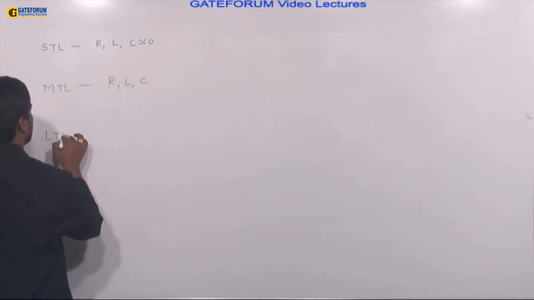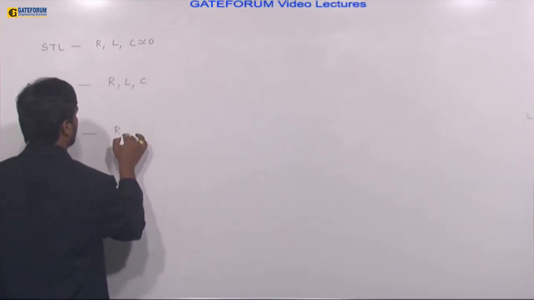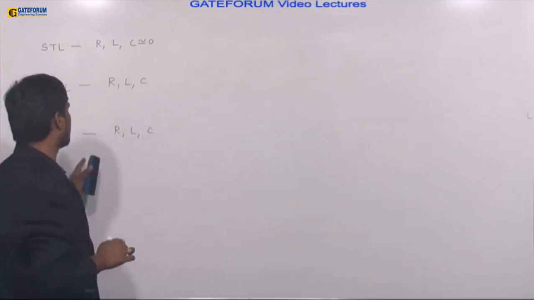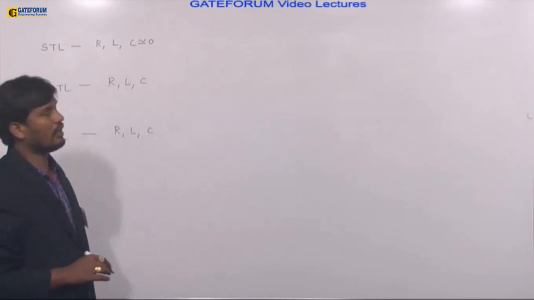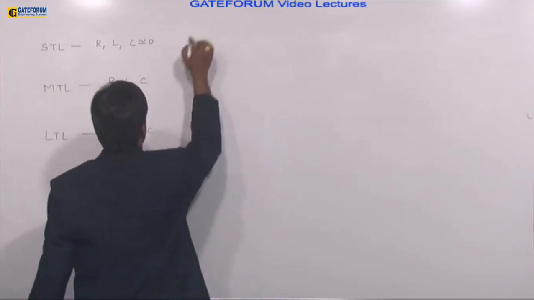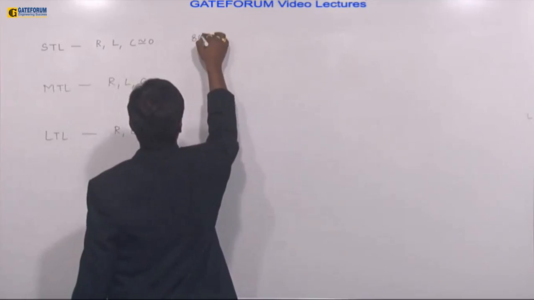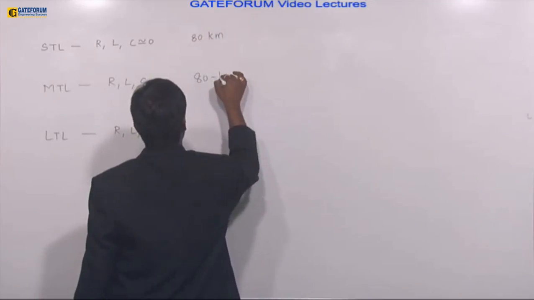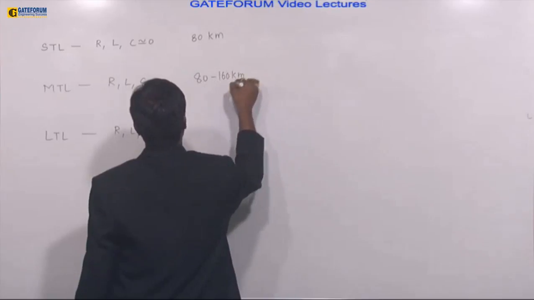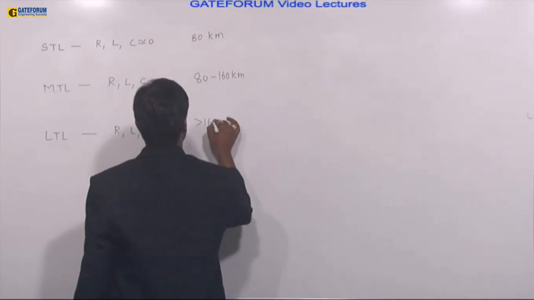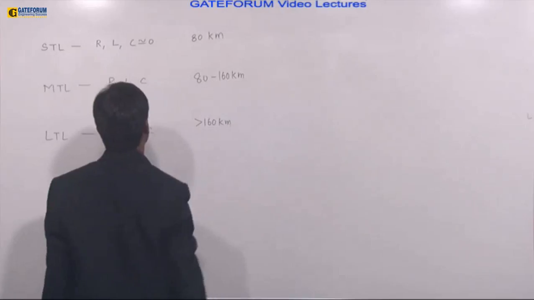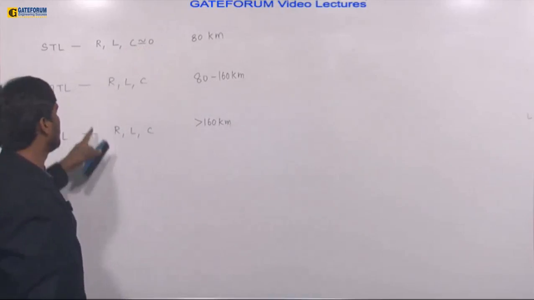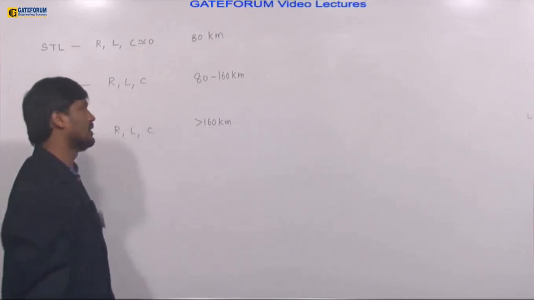Next, in the long transmission line also, all elements are present, that is R, L and C. Short transmission line distance is up to 80 kilometers. Medium transmission line distance is 80 to 160 kilometers. Long transmission line distance is more than 160 kilometers. In the short transmission line, capacitance is approximately 0. In medium and long lines, capacitance also exists.